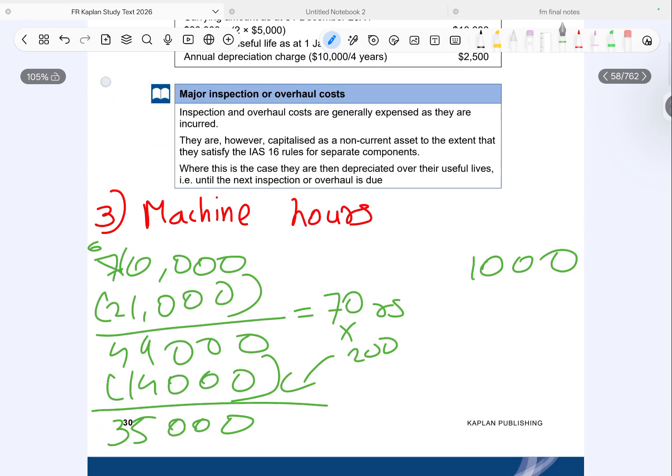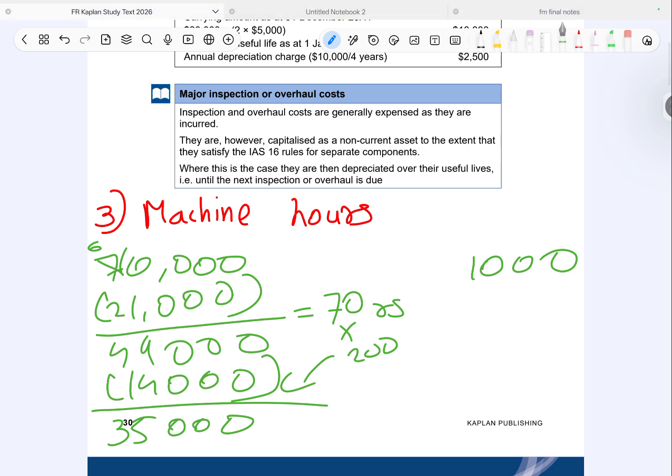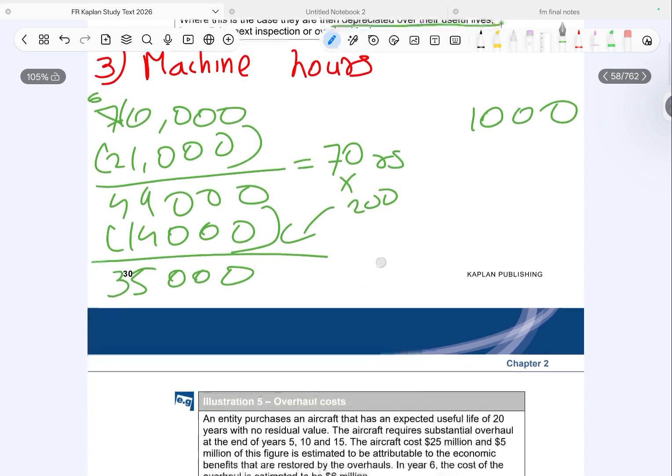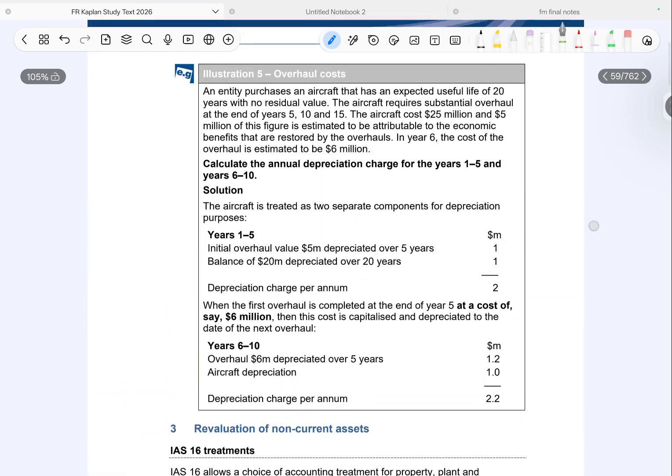Okay, now let's talk about major inspection or overhaul cost. Inspection and overhaul costs are generally expensed as they are incurred. They are, however, capitalized as non-current assets to the extent that they satisfy the IAS 16 rules for separate components. Where this is the case, they are then depreciated over their useful life, that is until the next inspection. So I talked about this earlier also. Let's see an example, and after that I'm going to stop for today's video.